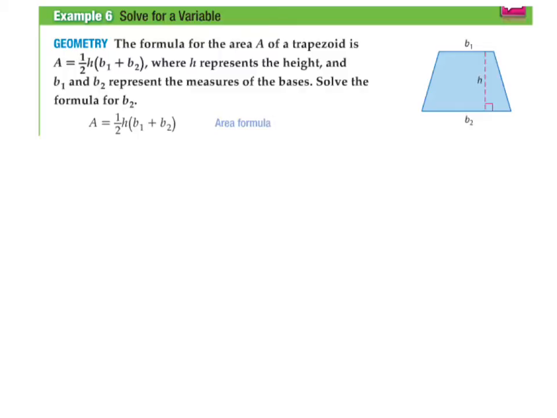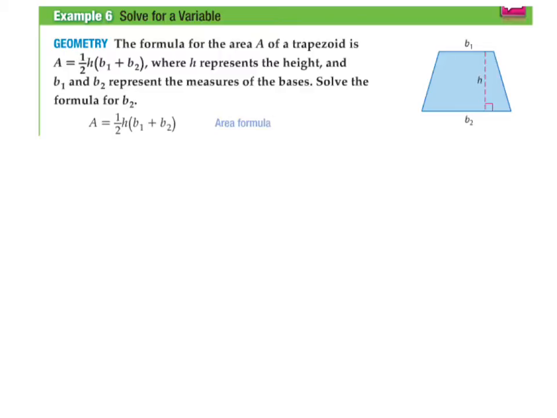And in this case, we want to take the formula for the area of a trapezoid, which is A equals 1/2 the height times base 1 plus base 2, where h is the height, b1 and b2 are the bases, and we want to solve this for b2. So essentially, b2 is our x. We want to make this equation say b2 equals. And you can see that b2 is not alone on one side of the equal sign. So we're going to need to undo all of the math that we're doing to b2 in order to get it alone.